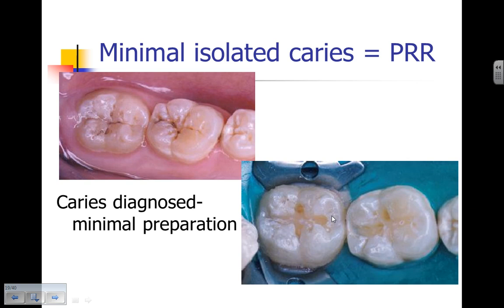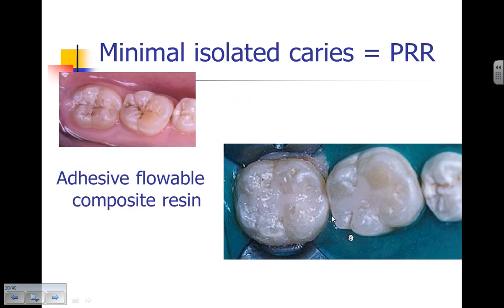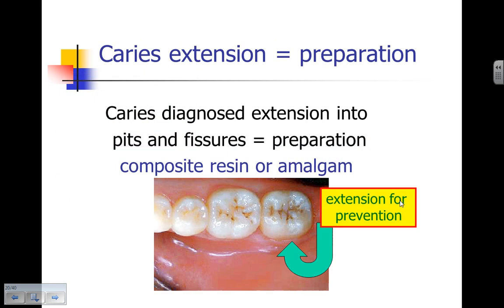Our restoration will be an acid etch with an etch and rinse adhesive, a light cure, and then a flowable composite over the surface as we see here. The flowable composite covers the entire occlusal surface, so that the flowable composite is both our restorative composite and our sealant all in one for our preventive resin, PRR, restoration.